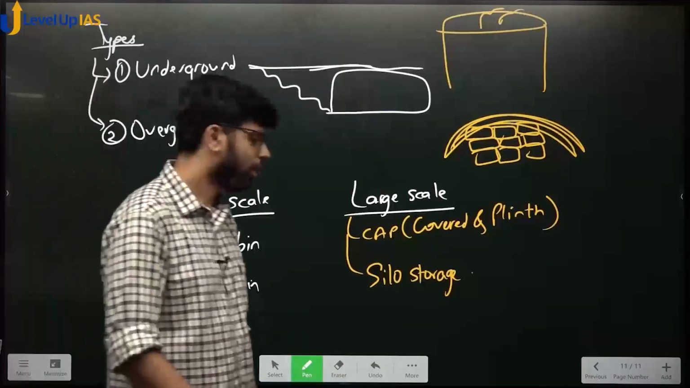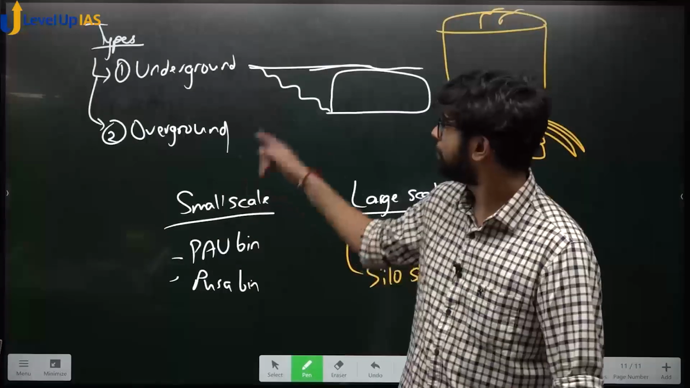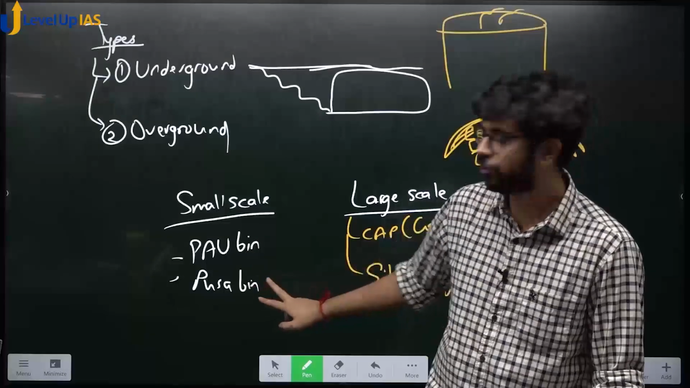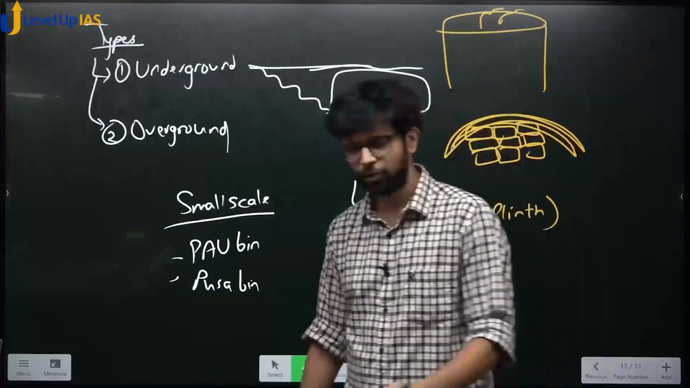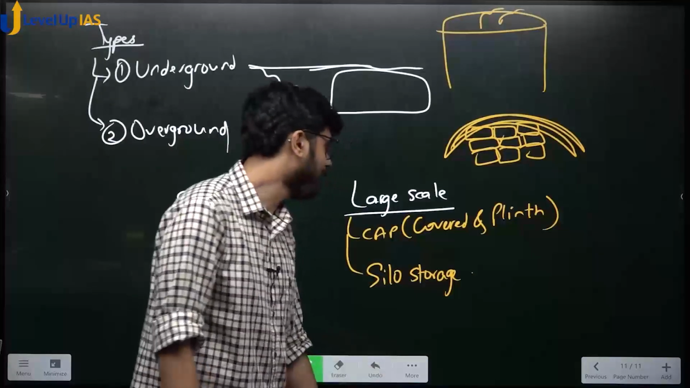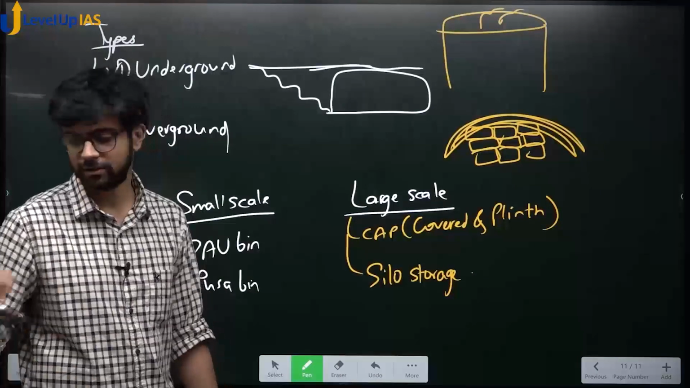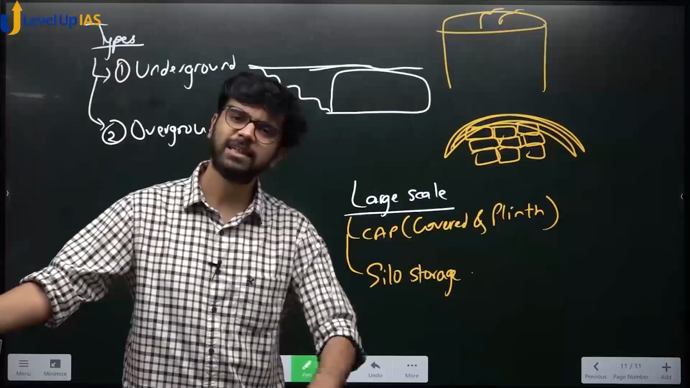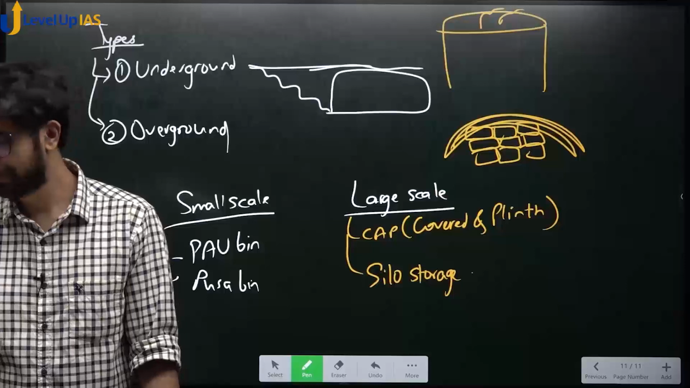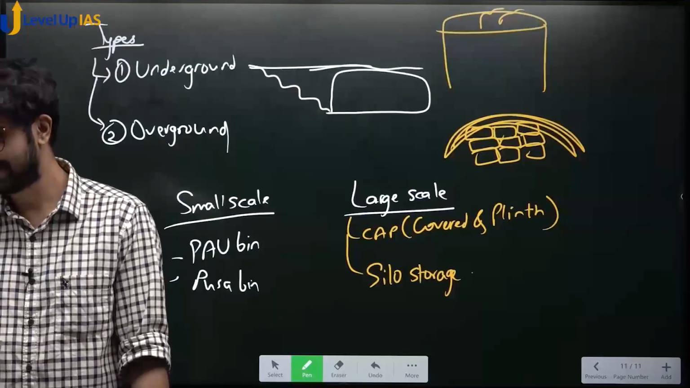Okay. So how many types of storage did we see? We saw storage can be underground, overground. We saw storage can be small scale, large scale, small scale, PAU bin, Pusa bin. There are others also. इतना याद रहेगा, कितना याद रखेंगे, right? Large scale, cap, covered and plinth and silo storage. Okay. Now there are advantages and disadvantages of all of them. I hope by seeing the photo you must be knowing what the advantages and disadvantages are.